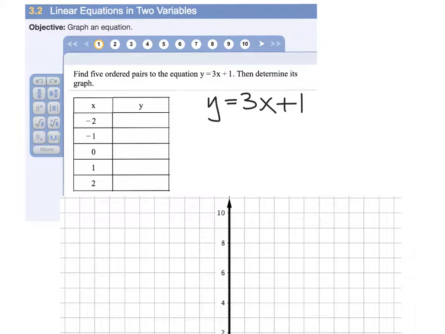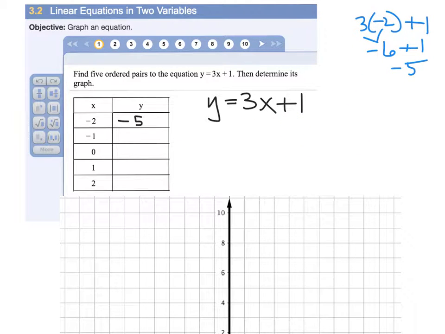So let's do that. First we're going to start with -2. So it's going to be 3 times -2 plus 1. So this is -6 plus 1, which gives us -5. So what that means is when x is -2, y is -5. All right, and now I'm going to put it way over here.